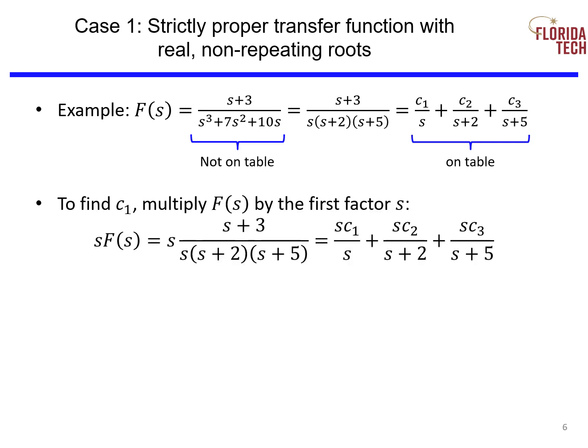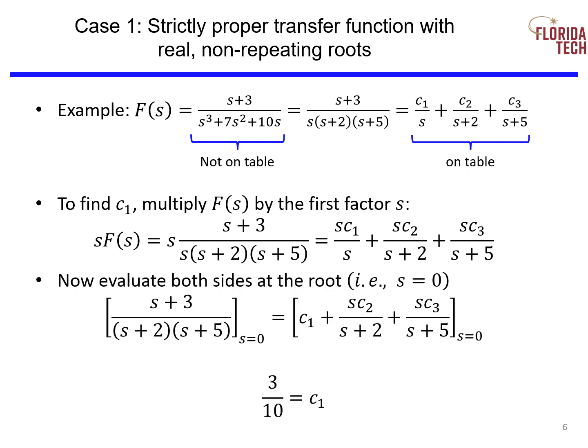To find C1, multiply f of s by the first factor s. We'll use the factored version of f of s, the middle expression, and the partial fraction expansion version, the right-hand side. Now evaluate at the root, in this case s equals 0. On the right-hand side, only C1 remains. On the left-hand side, we get 3/10 after we substitute s equals 0. So C1 equals 3/10.